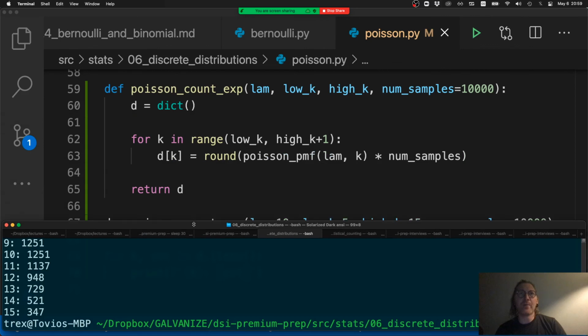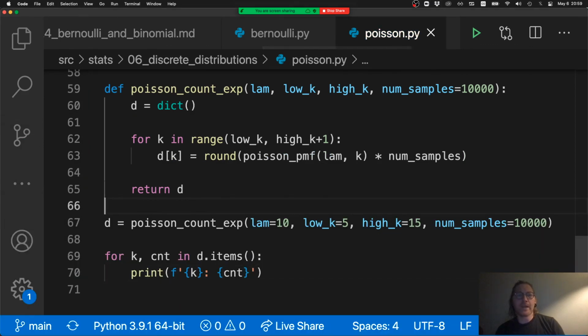We were able to wrap up Poisson today, which is good. So I'm going to confer with Clark, and we might do just an extra functions day on Saturday.